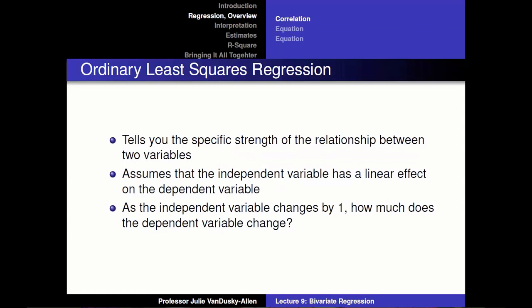In this lecture, I'm going to talk about ordinary least squares regression. Ordinary least squares regression tells you the specific strength of the relationship between an independent and dependent variable. It assumes that the independent variable has a linear effect on the dependent variable. In other words, it assumes that the effect of the independent variable on the dependent variable is the same across all values of the independent variable. Therefore, a change in the independent variable at small values and a change in the independent variable at higher values have the same effect on the dependent variable.